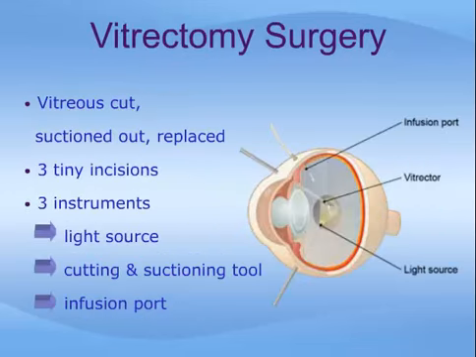In a vitrectomy, the vitreous gel is cut, suctioned out, and replaced with another fluid. First, using a microscope and special lenses designed to see the back of the eye, the surgeon makes 3 tiny incisions in the white of the eye and passes a very small instrument through each of them. The instruments include a light source, a cutting and suctioning tool called a vitrector, and an infusion port to put fluid through.